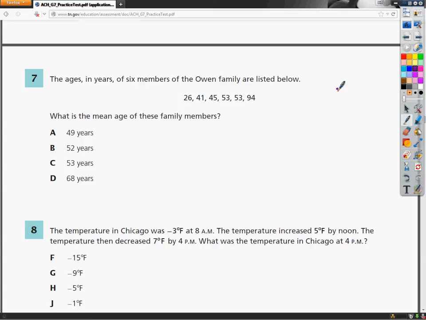Now, the key issue here is to remember what the word mean represents. Mean is the average.